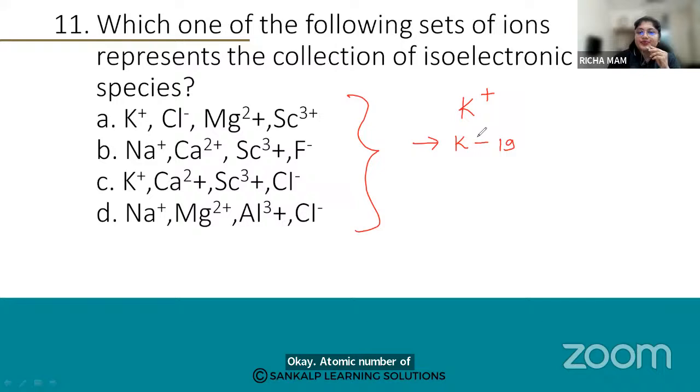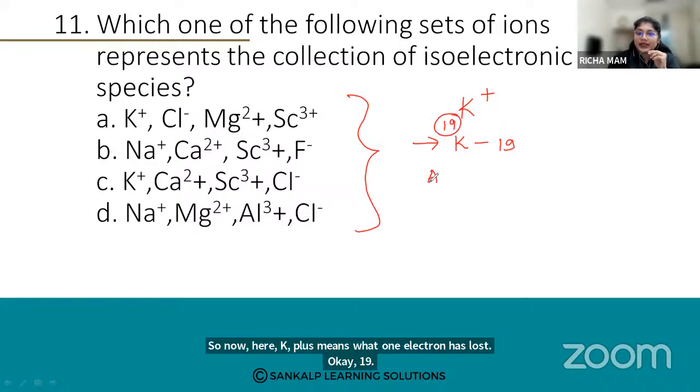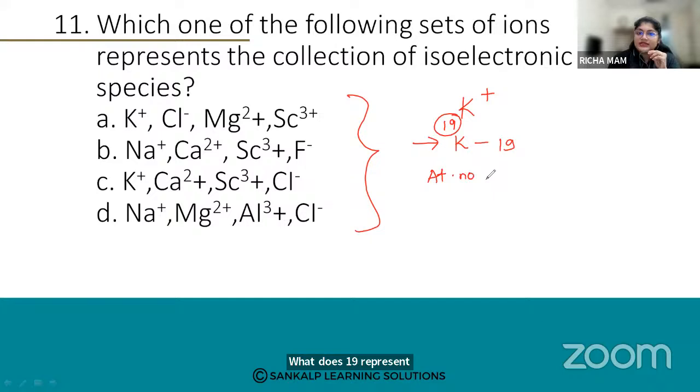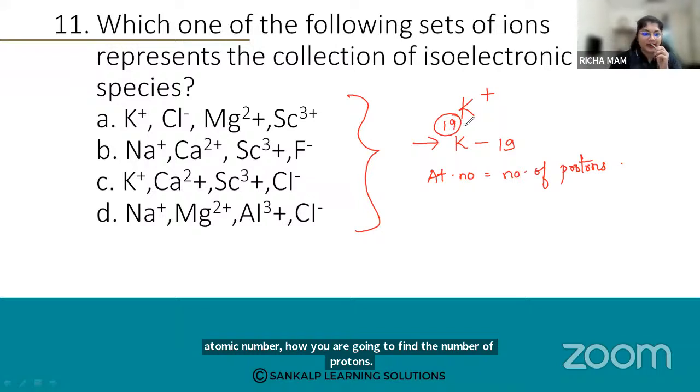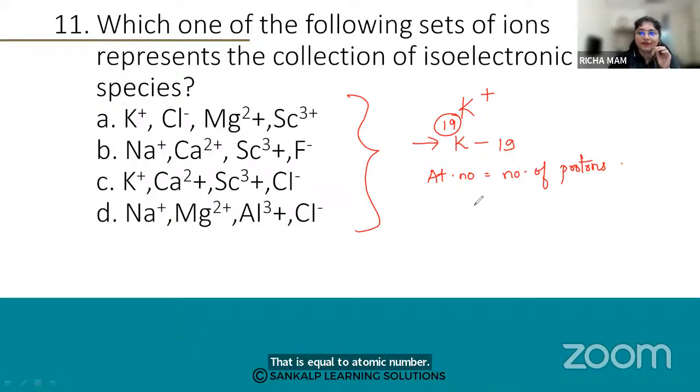Now here K plus means 1 electron has been lost. What does 19 represent? Atomic number. Atomic number is nothing but the number of protons. Remember that. Whatever the atomic number is, that is your number of protons.